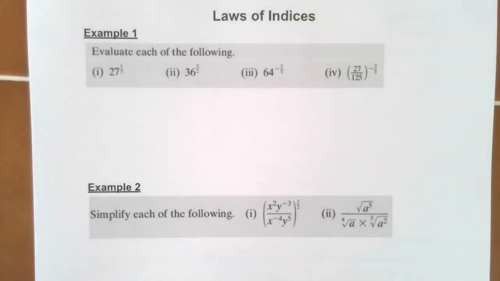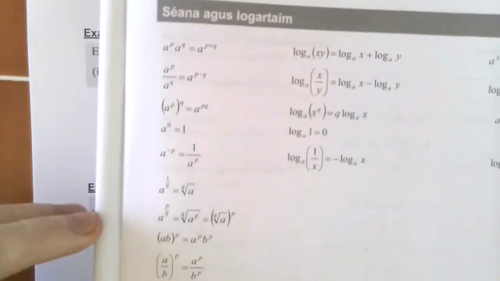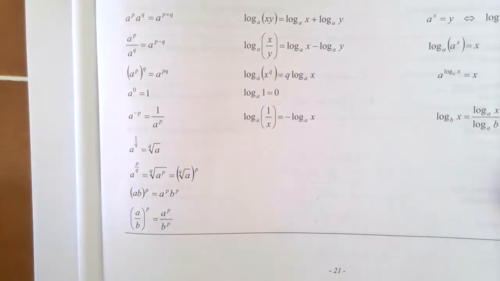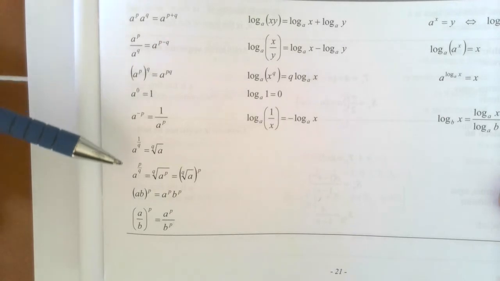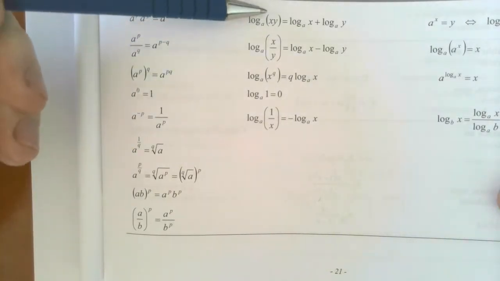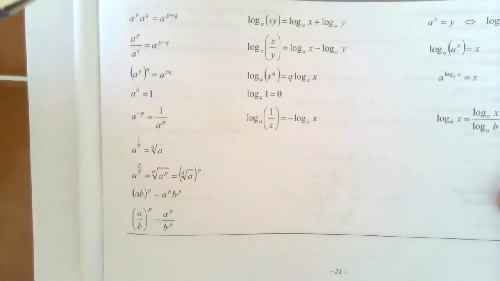This example is on the laws of indices. The laws of indices are given to you in the log tables. If you open up the log tables on page 21, you can see all of the laws of indices on the left-hand side. You'll also see there's laws of logs here, but we'll talk about those at a later time.